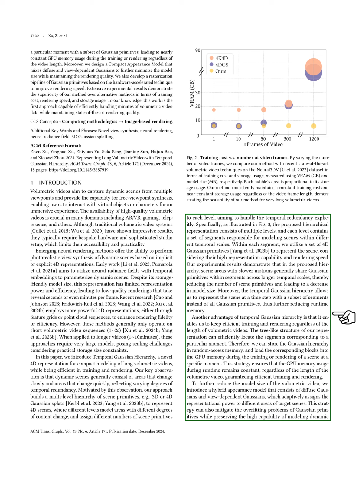Additionally, the Temporal Gaussian Hierarchy enables us to represent scenes at specific moments using only a subset of segments, further minimizing memory usage during runtime. This structure allows for efficient training and rendering, regardless of video length, as we can quickly access the relevant segments in memory. To further optimize our model size, we introduce a hybrid appearance model that combines diffuse and view-dependent Gaussians, which adaptively allocates representation power to different scene areas. This approach helps prevent overfitting while maintaining the ability to model dynamic appearances effectively.